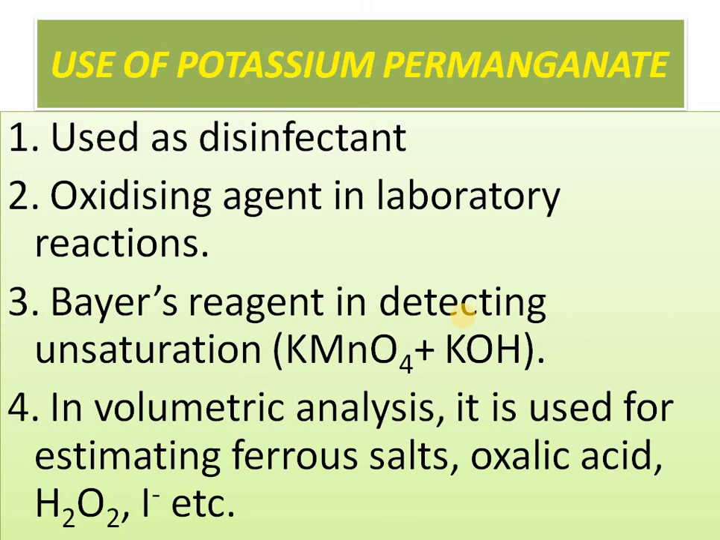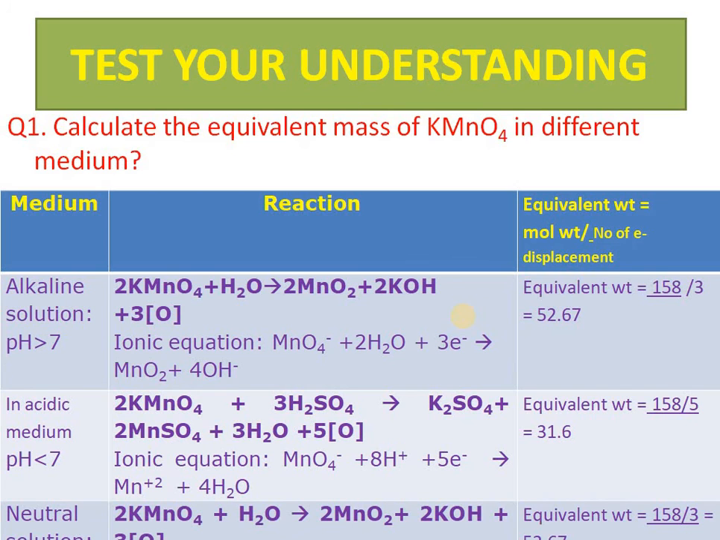Similarly, in volumetric analysis it is also used for estimating ferrous salts. In the next video, you will come to know about some reactions of KMnO4 where ferrous salts are converted to ferric. Oxalic acid is converted to carbon dioxide and water. H2O2 will be converted to water and oxygen, and further KI would be converted to K2SO4 and iodine gas. So these are some of the uses of potassium permanganate. Let us see some questions we can discuss.